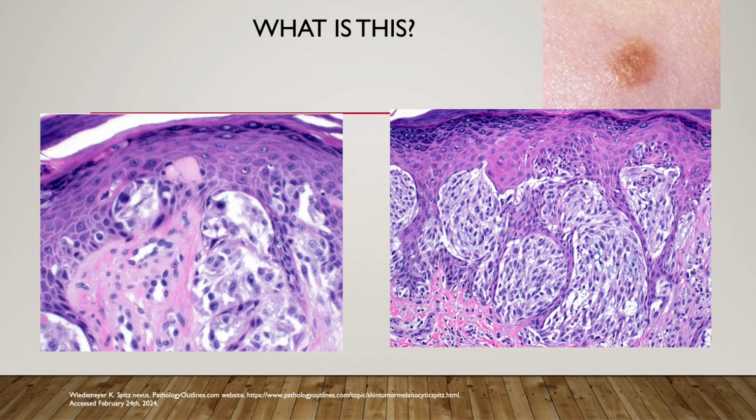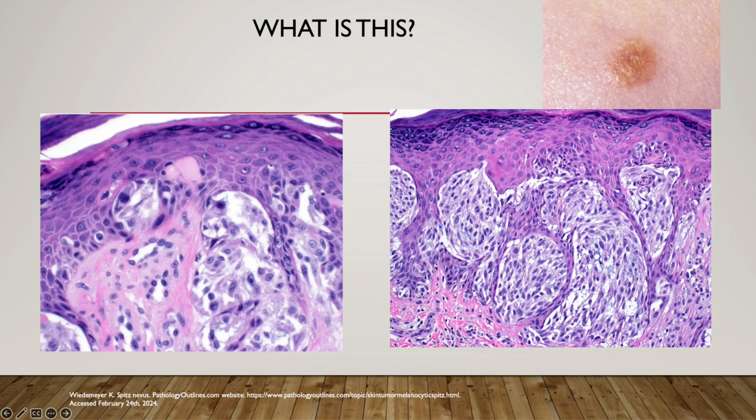So what is this? We have a solitary, well circumscribed, symmetric, dome-shaped, pinkish-tan papule on a child. Histologically, we see vertical nests of epithelioid to spindled cells that are uniform. There may be a little bit of pagetoid scatter, and we have these Kamino bodies, and there's a little bit of clefting here. Right, so these are Spitz nevi.